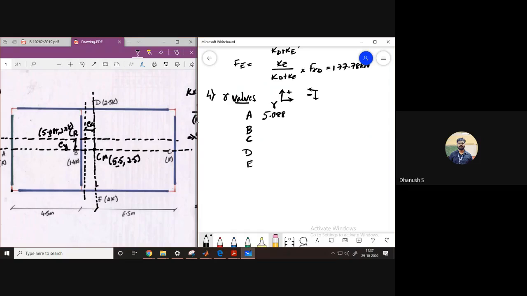For the second wall, wall B, how will I calculate? Minus 4.5. Correct, 5.088 minus 4.5. How much is that? 0.588. I have missed something: this should be negative, because it is to the left of my point. Next, wall C, how much is it? Positive.